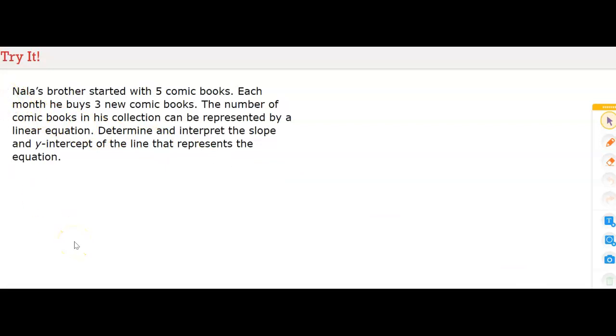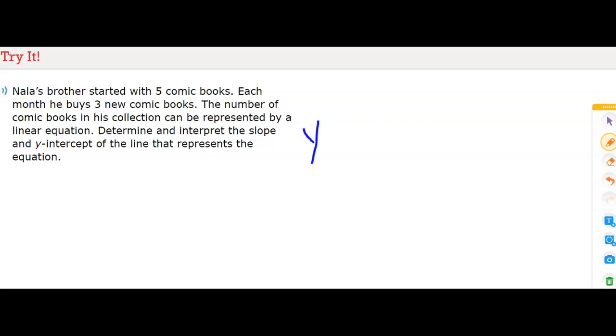Nala's brother started with 5 comic books. Each month, he buys 3 new comic books. The number of comic books in his collection can be represented by a linear equation. Determine and interpret the slope and y-intercept of the line that represents the equation.